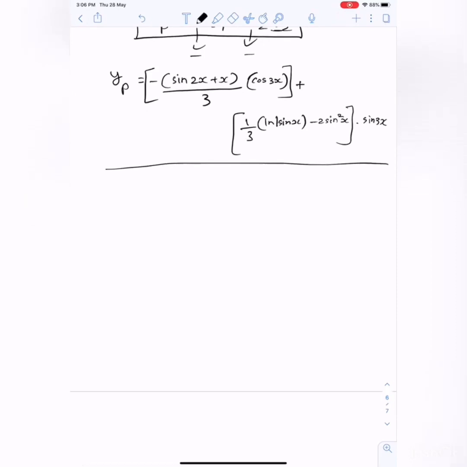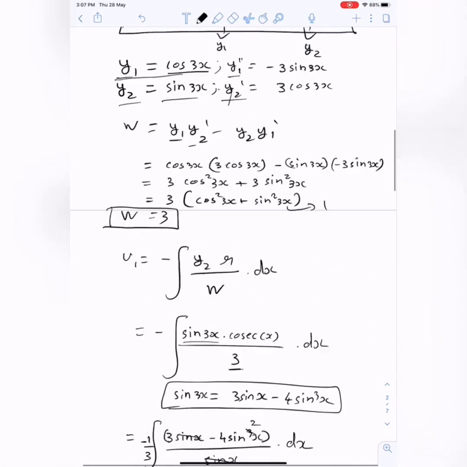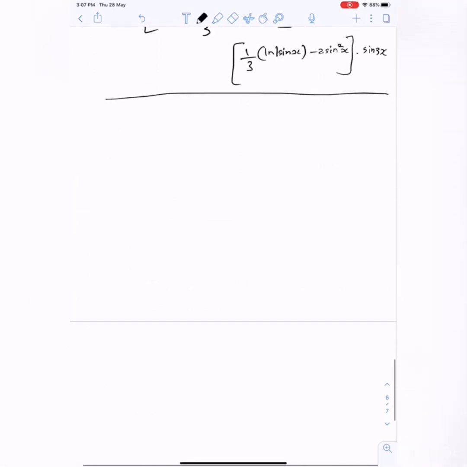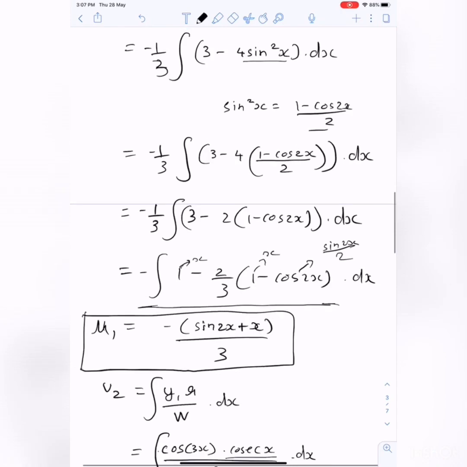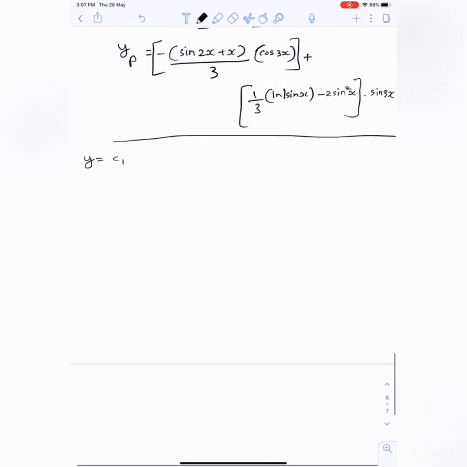So now we have found our y particular and y homogeneous. Homogeneous is something we have found out earlier, so y homogeneous is over here. Let's add both of them up. So our general solution y would be given by, what was our y homogeneous? c1 cos 3x plus c2 sin 3x. So it would be c1 cos 3x plus c2 sin 3x plus our y particular.